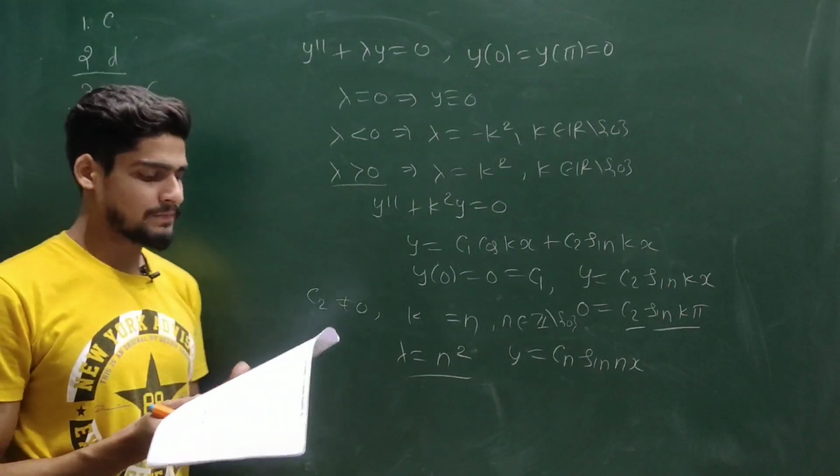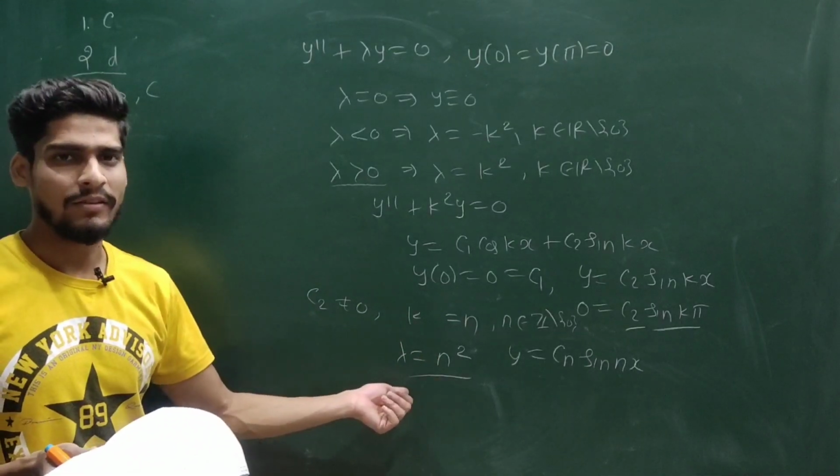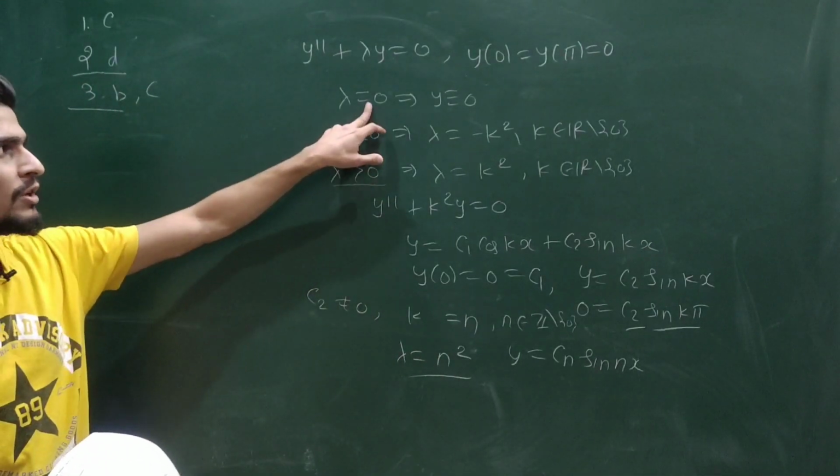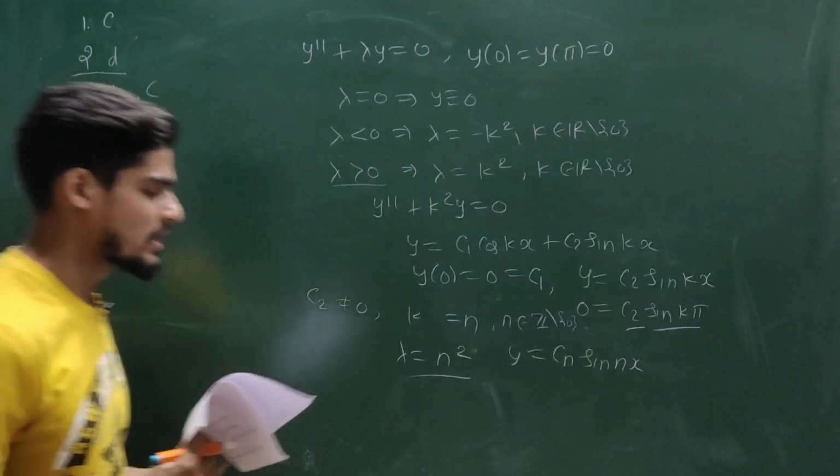Option D, lambda is non-negative, but you do not have any negative eigenvalue, because when you choose lambda to be negative or 0, you are having only trivial solution, but they are asking for non-trivial. So B and C are most appropriate.